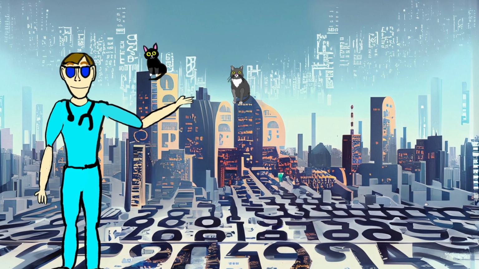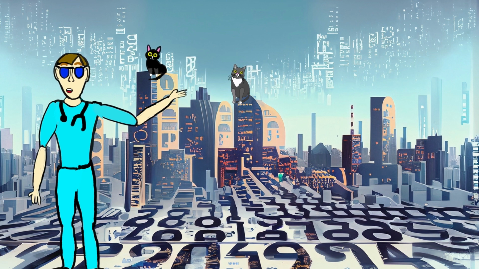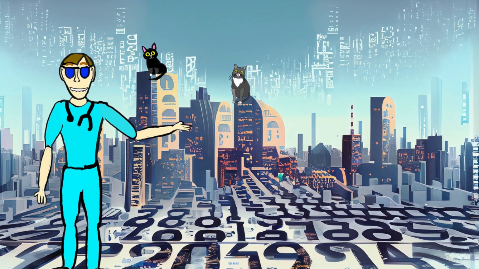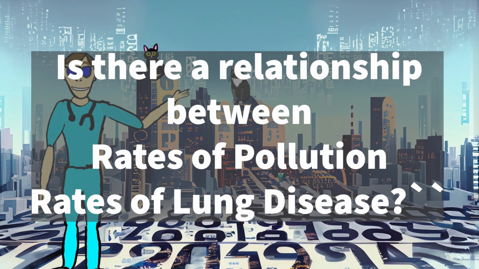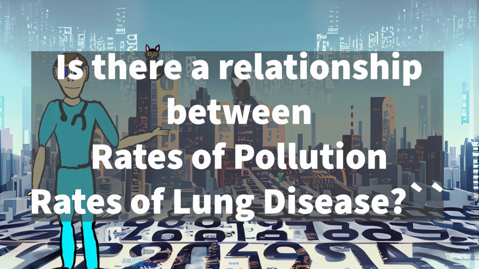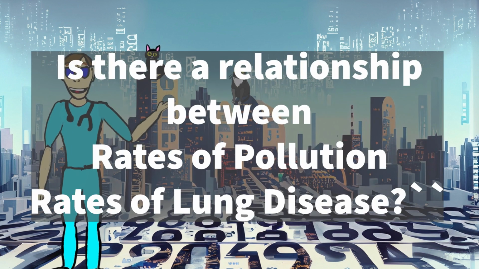Correlational research is when we want to research the relationship between two or more variables. For example, if we wanted to see if there was a relationship between rates of pollution and rates of lung disease in a built-up area, we would use correlational research.